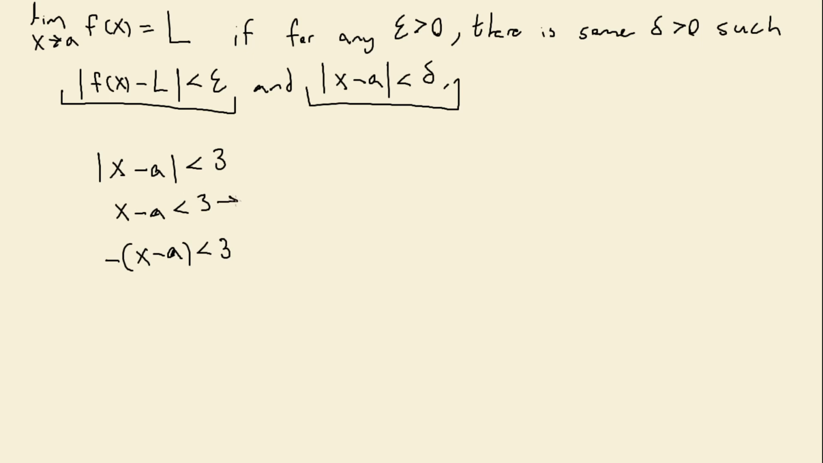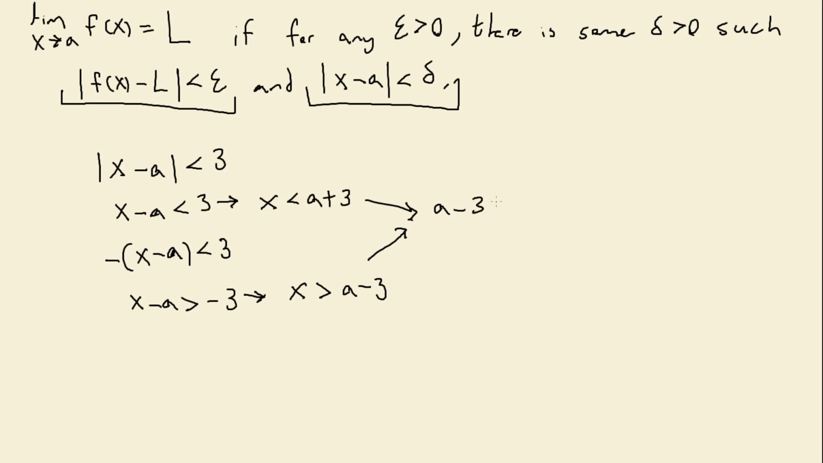Solving this for x is pretty simple. You just add a to both sides. You get x is less than a plus 3. Here you divide by negative. Remember to flip the sign. Get x minus a is greater than negative 3. And then you solve for x. x is going to be greater than a minus 3. And so if you put both of these inequalities together, you'll see that x will satisfy this inequality as long as it is greater than a minus 3 and less than a plus 3.